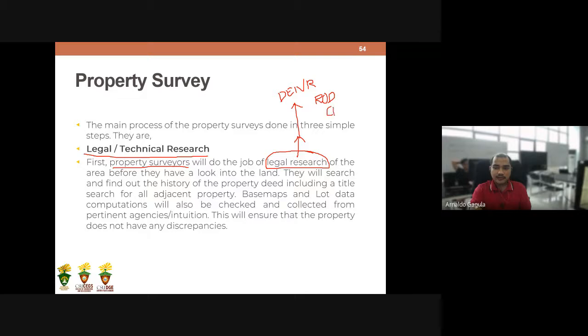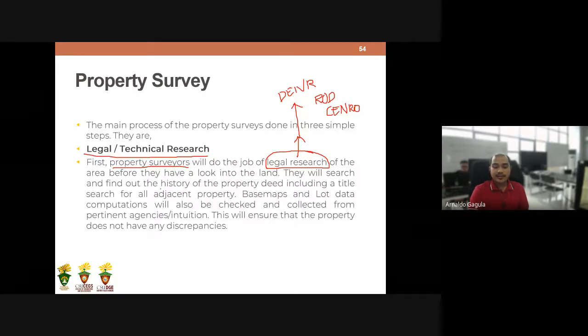Community Environment and Natural Resources Office, sa inyong specific na locality. Kung asa na belong na sentro inyo. For example, si Butuan City, so nasulod na siya sa CENRO Butuan City. Or, for example, San Francisco, nasulod na siya sa CENRO Bunawan. Yan ang mga cases.